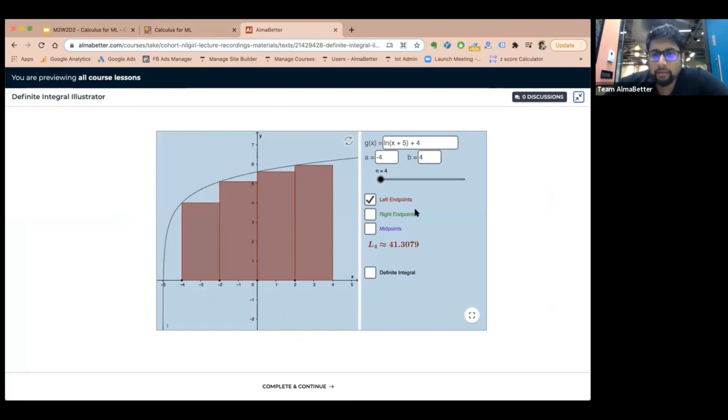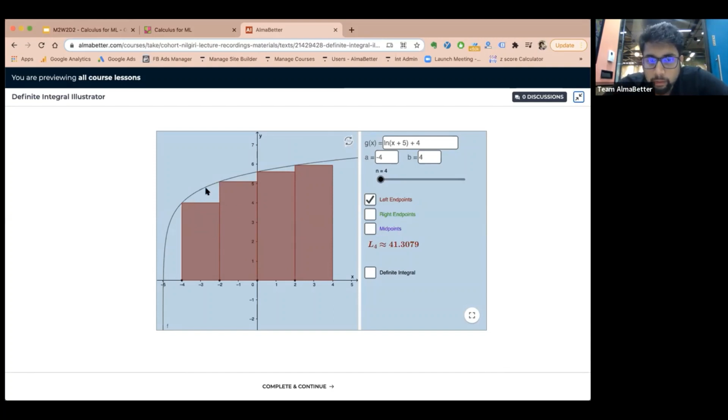Okay, so let's say I have any function, right? I need to calculate the area under that curve. Let's say I have this function g(x), which is ln(x plus 5) plus 4. Now I want to calculate the area between a equal to -4 and b equal to 4. Now, it's very easy for us to calculate areas of rectangles, so we can divide this entire area into rectangles, and then calculate the values of the areas. This we can do from the graph.